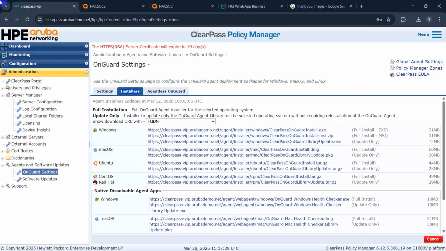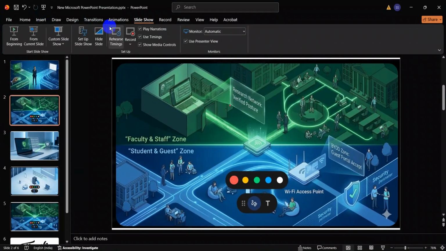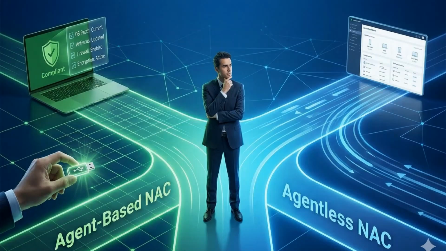How does agent-based NAC work? Agent installation: the agent software is deployed on the endpoint, typically via group policy, a software distribution tool, or manual installation. The OnGuard agent is installed on the particular systems.